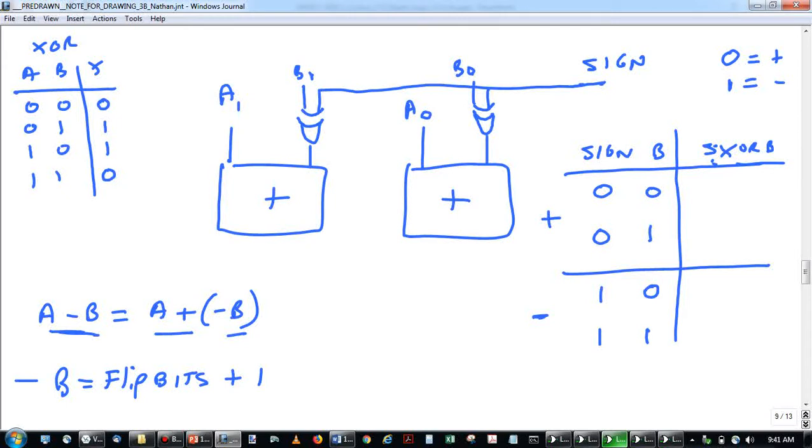In the minus case, what do I want S XOR B to do? I want it to flip the bits. Yes? So it should invert whatever B is. Let's have a look at that.